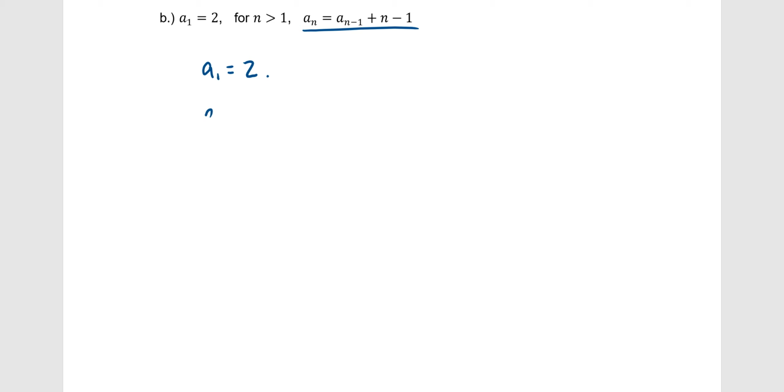And now let's go to a sub 2. So we can see here too, it also says for n greater than 1, meaning we're starting at n equals 2 for our definition. So a sub 2, using this definition, it's going to be a sub 2 minus 1 plus 2 minus 1. Simplifying that, we get a sub 1 plus 1. I just did the 2 minus 1. A sub 1 was 2. We just found that in the previous one. So we get 2 plus 1, and that gives us a sub 2 equals 3.